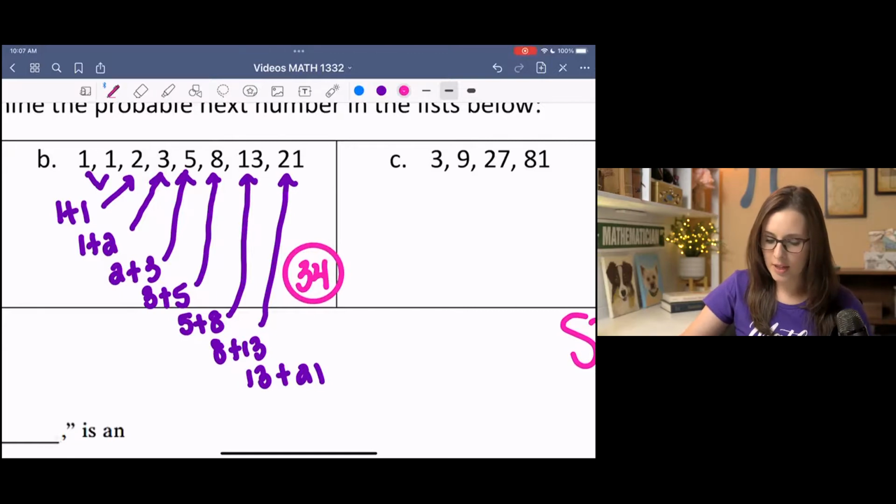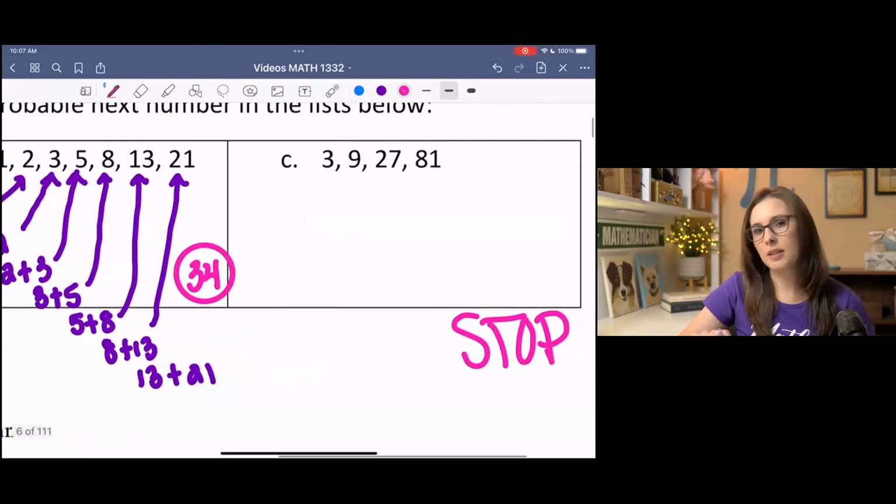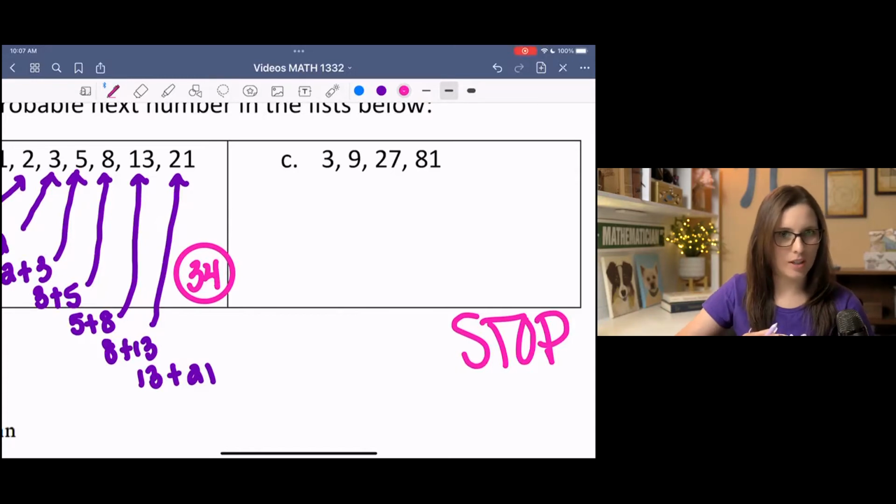And then the last example here is, again, not arithmetic because we're not adding. You might have tried adding, and it's different every time, so that disqualifies it as arithmetic. This is a geometric sequence, which again, we'll talk about later. And that means that we are multiplying by a specific number each time.